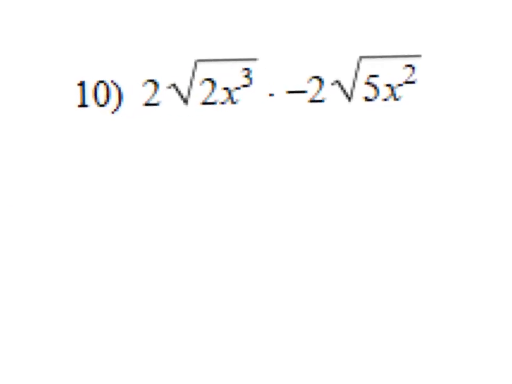Okay, number 10. I'm going to get -4. So again, multiply the outside numbers. 2 times -2 is -4. Now I'm going to go ahead and multiply the inside numbers. So I've got 2x to the 3rd times 5x squared. So I'm going to get 10x to the 5th.